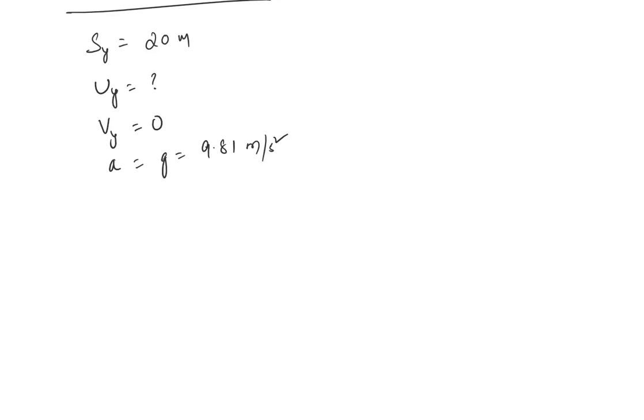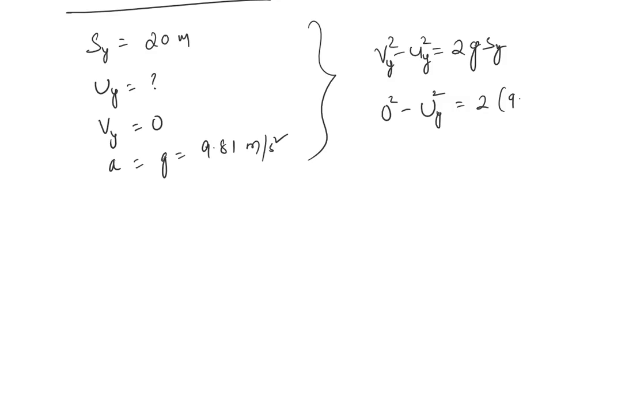Alright, so from this, what formula can we use? We can use v squared minus u squared is 2gs, or 2as. Because it's the vertical part of the journey, I'm going to write the y in all of these. So this is 0 squared minus uy squared equals 2 times 9.81 times sy, which is 20. So uy is 19.8 meters per second.